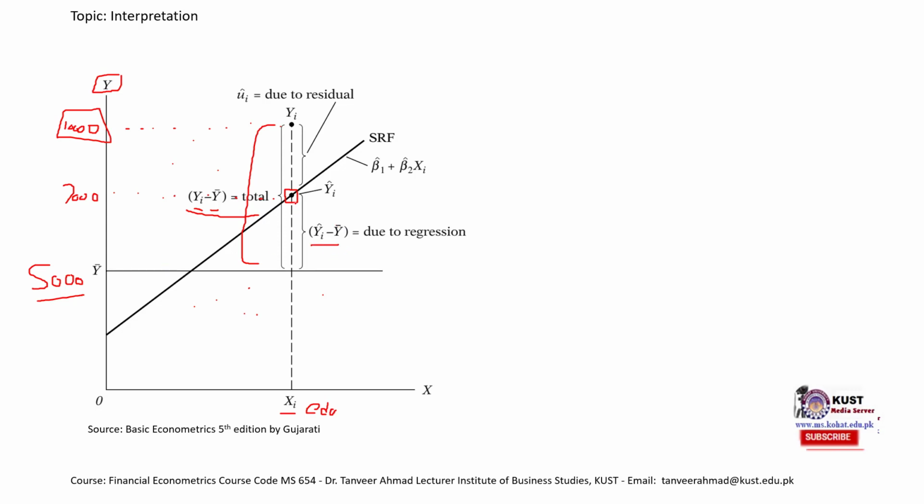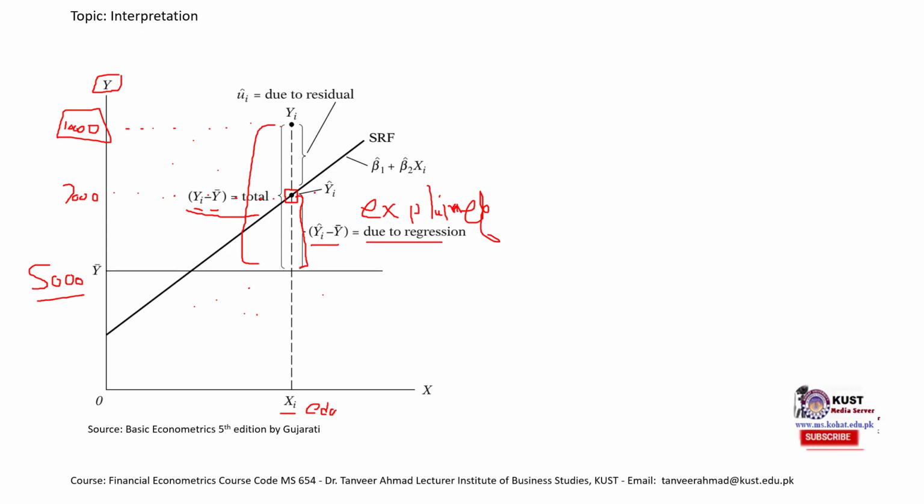this difference, this part of the variation, let me highlight it, this part of the variation is due to the variable that we have included in our model, or due to the regression, what we call the explained variation.